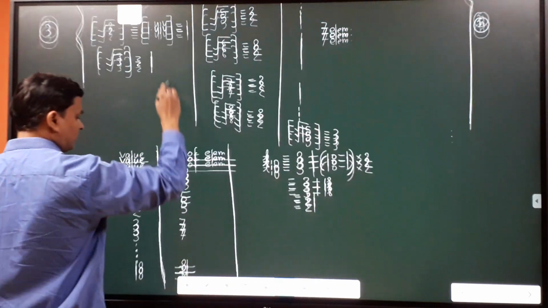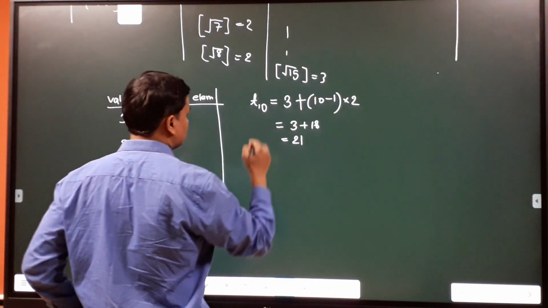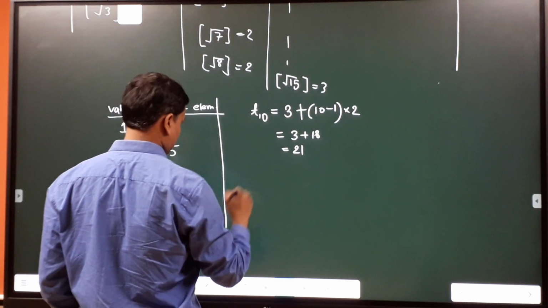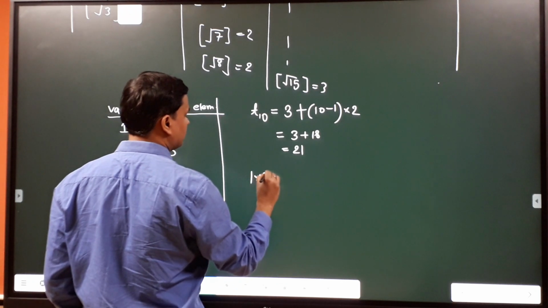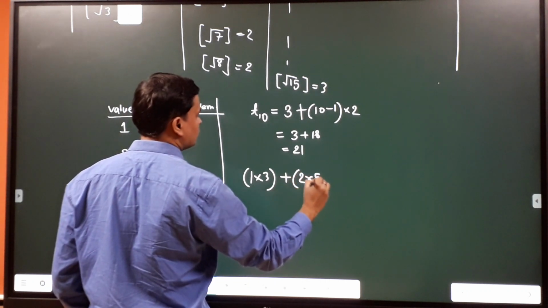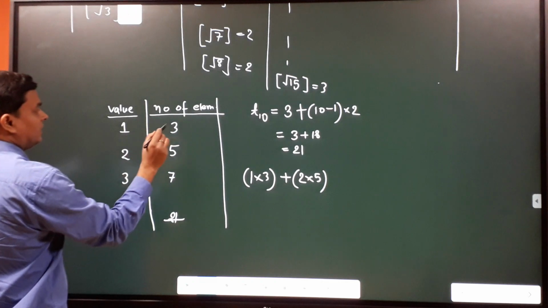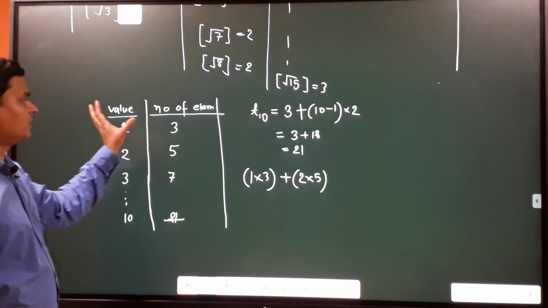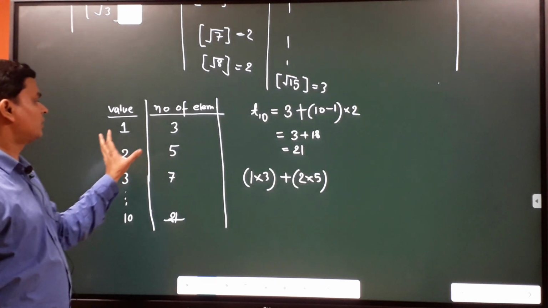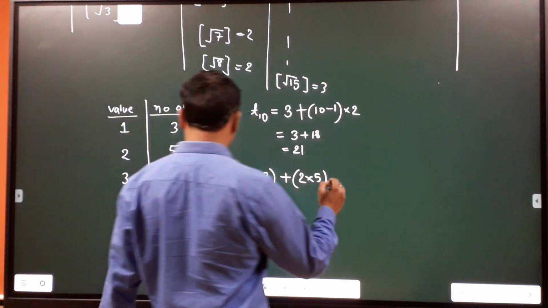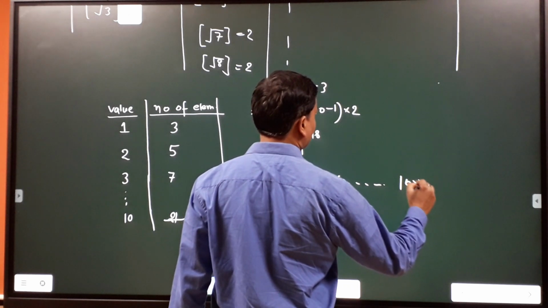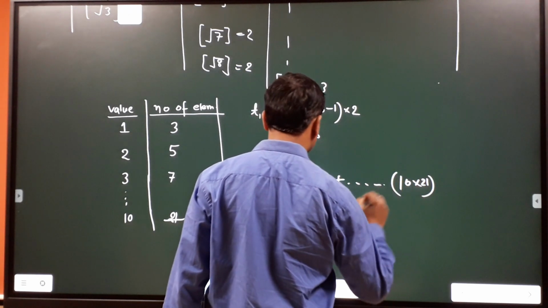So what I need to do here is, I want to know the value of 1 into 3 plus 2 into 5. Why am I doing this? Because there are 3 elements having value 1, so the effective value is 3 into 1. There are 5 elements having value 2, so the effective value is 10. Similarly, I want to get the sum till 10 into 21, that means 10 elements are there.